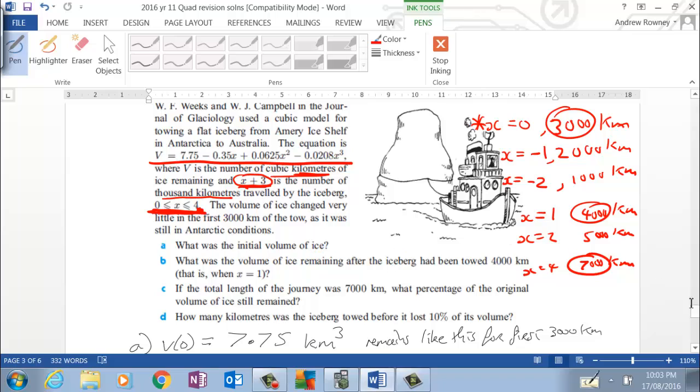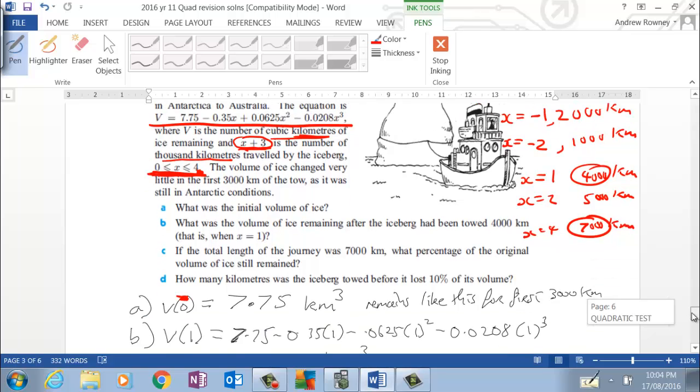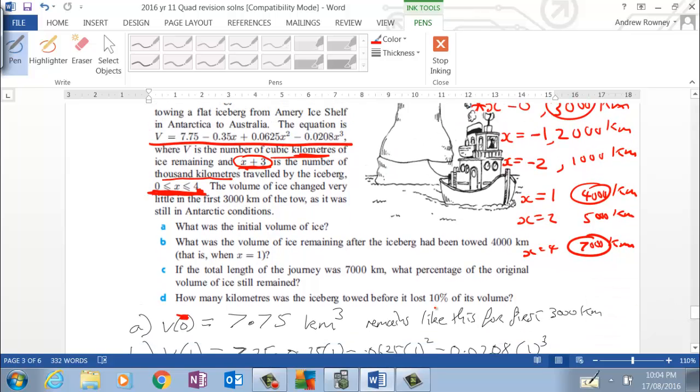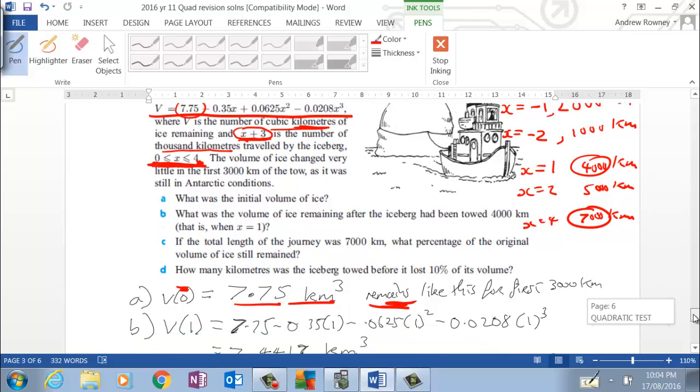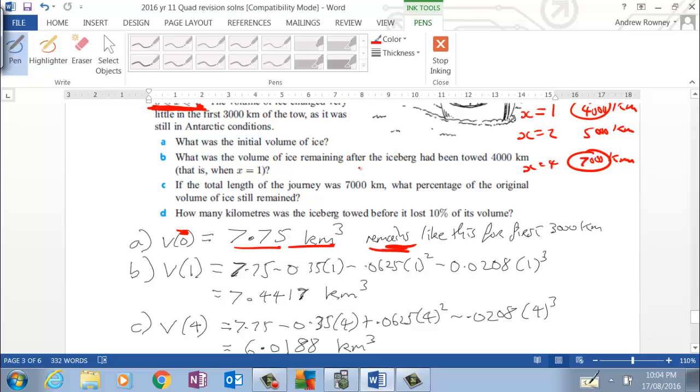Okay, what's the initial volume of ice? So initially we can say x is 0, which is referring to the first 3,000 k's of towing. And so if you put 0 into x, you'll just get this value, 7.75. Now that is cubic kilometres. So that's what remains in the first 3,000 k's. What's the volume of ice after it's been towed for 4,000? 4,000 is equivalent to x equals 1. So put 1 in, so 1, 1, 1, and you'll get 7.44. So it's shrinking down a little bit more.